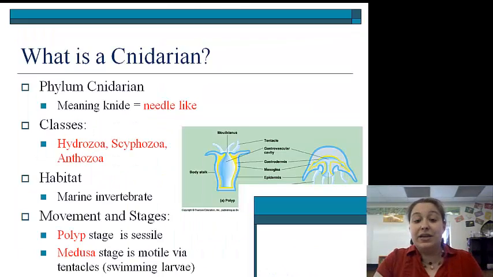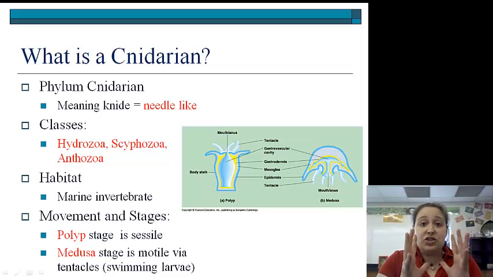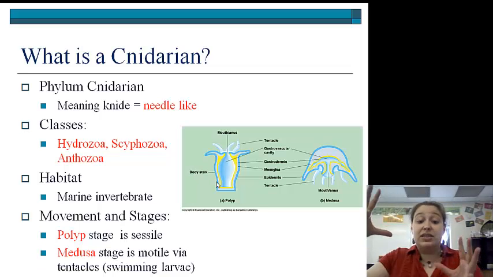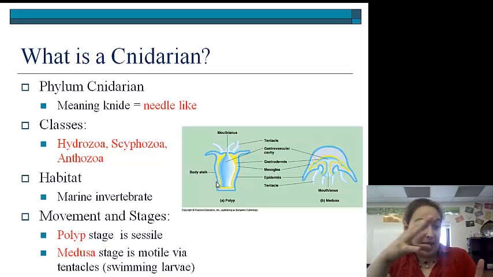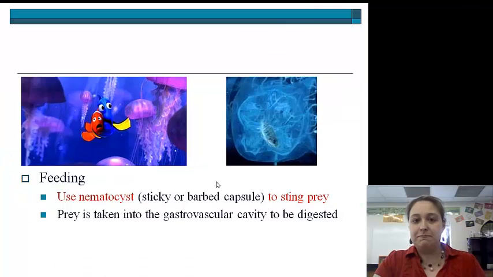So, cnidarians, meaning needle-like, and these are going to be some of our jellyfish that we see. We've got 3 different classes, the marine invertebrates, and they got 2 stages. They got a polyp stage that's sessile, that just sort of sits, and then they have a medusa stage that is mobile, that actually uses its tentacles, and it's the larval stage that can swim. What's really cool is that they can change back and forth from polyp to medusa, and then back to polyp. So these can technically almost live forever.